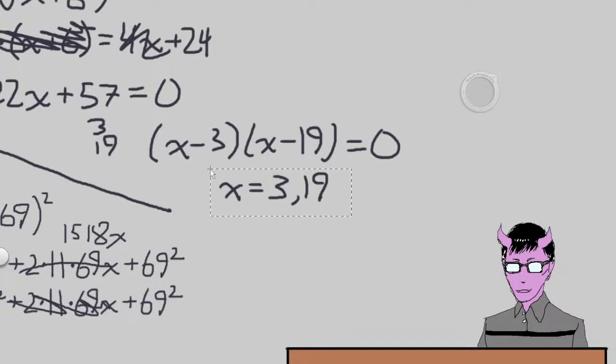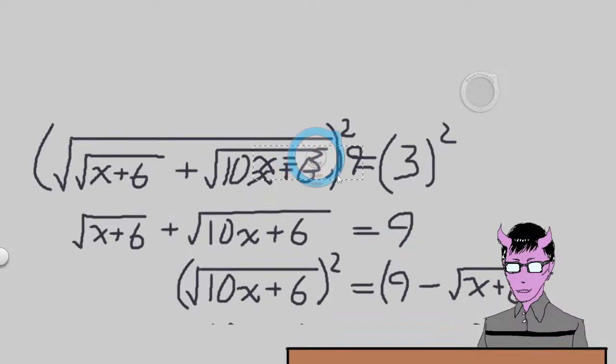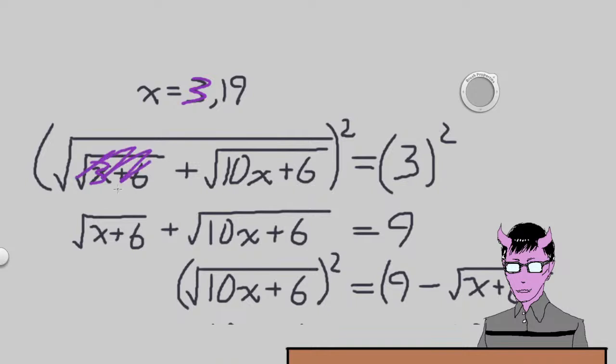But in the case of dealing with radicals, never get too excited with the answers. Always go back to the beginning and make sure they check out. So here we go. Does the 3 check out? We're checking the 3 first. If this is 3, then that becomes 9. Square root of 9 is 3. So this whole thing here will become 3.